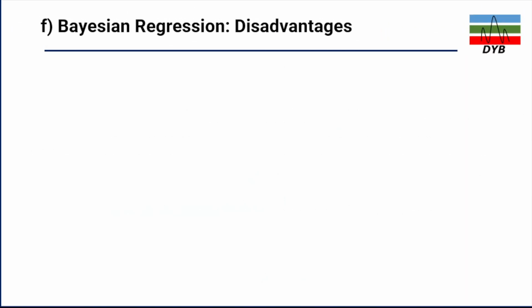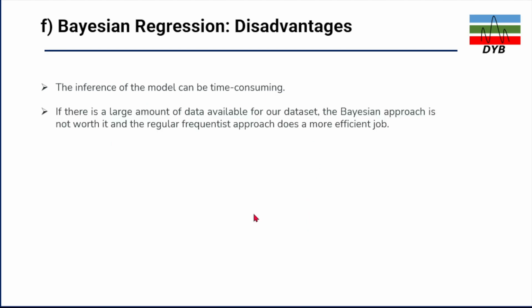So what are the disadvantages of Bayesian regression? The first thing is that model inference can be time consuming. Obviously, if you have prior knowledge, you have to predict the posterior knowledge based on the prior and the likelihood, so it can be more time consuming. The second thing is that if a large amount of data is available in your data set, this approach will not be worth using because the regular frequentist approach does a more efficient job of training the model.